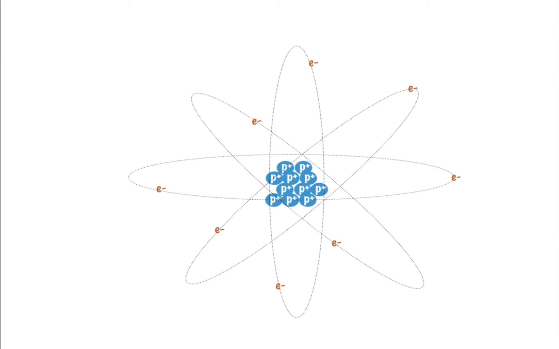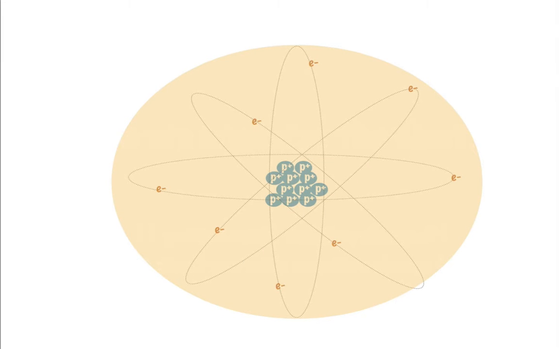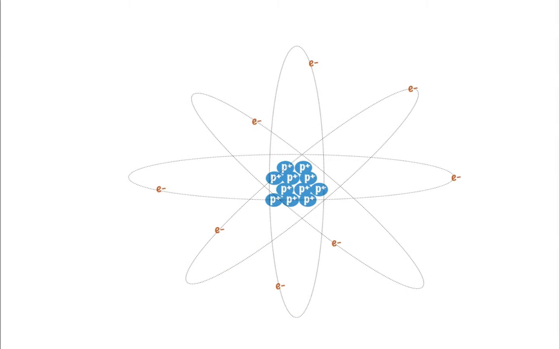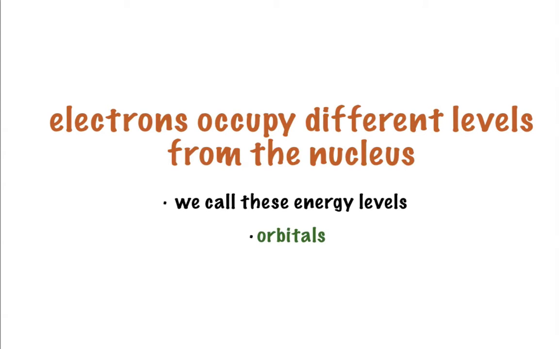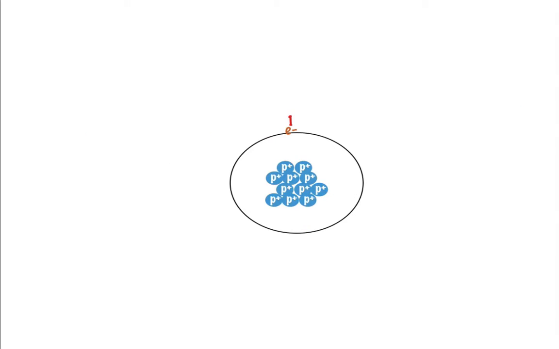They actually float around so fast and are in so many locations that it would be more accurate to call this an electron cloud. Meaning that these electrons go around the nucleus so fast and they're in so many different locations that they give the appearance of a cloud rather than a single orbit. In fact, they travel so fast that it could almost be said that they are in more than one place at the same time. So electrons occupy different levels from the nucleus, different orbitals. We call these energy levels or orbitals.